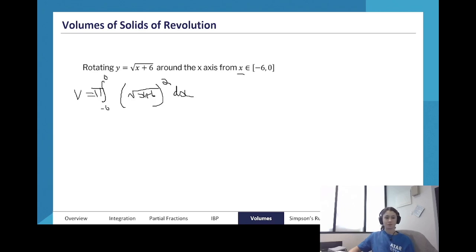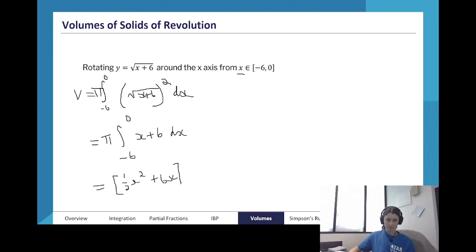This is really useful because now those two squares cancel out, which just leaves us with the definite integral of x plus 6, which is super simple. So we are just going to get half x squared plus 6x between 0 and negative 6.